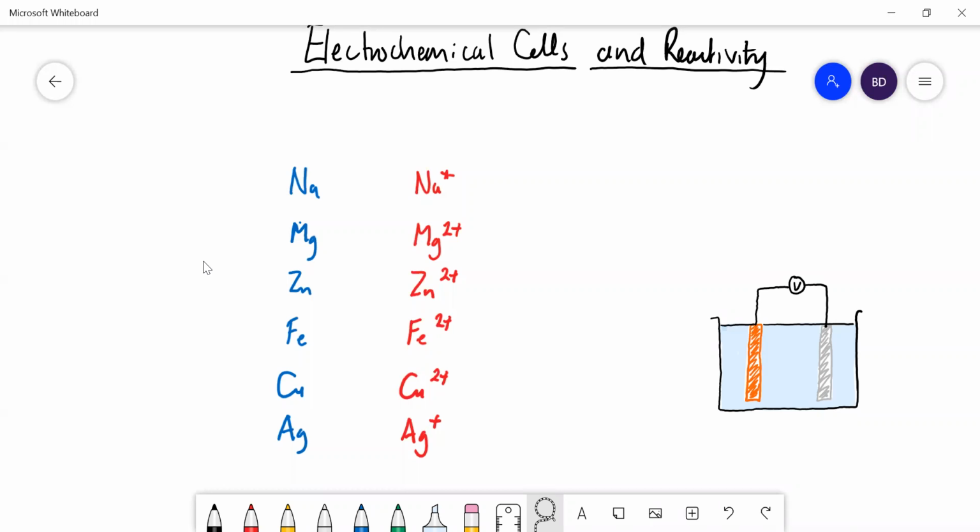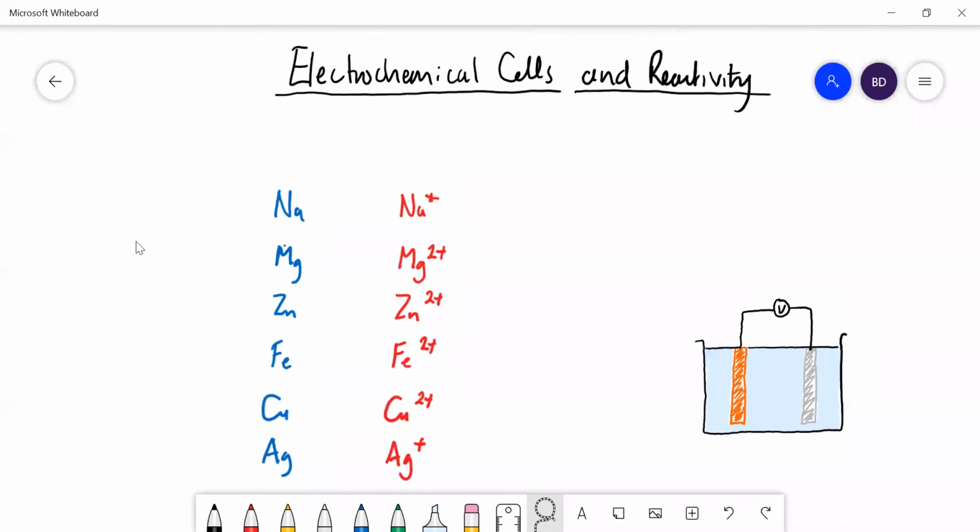Okay, we're going to talk about electrochemical cells, which most people would call batteries. So that's like a chemical reaction which you use to generate an electric current or a voltage, and how that relates to the reactivity of metals.